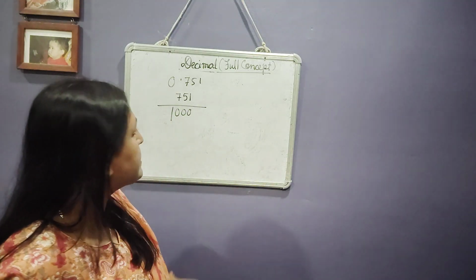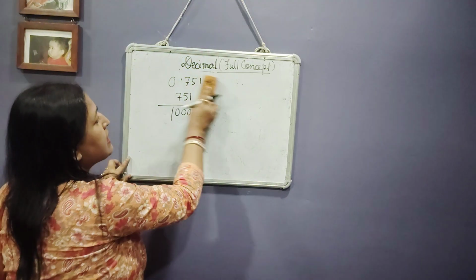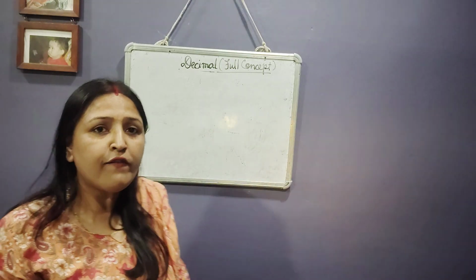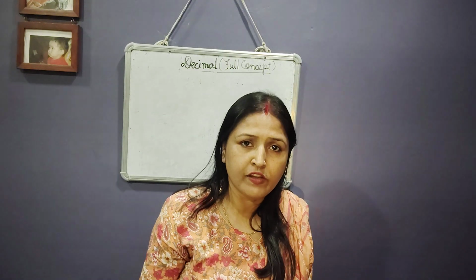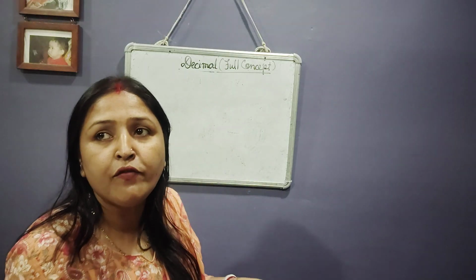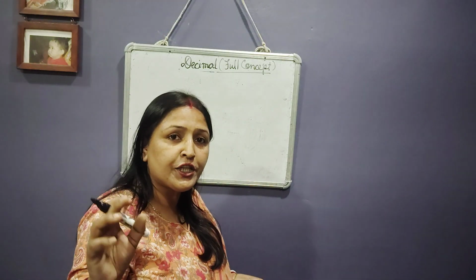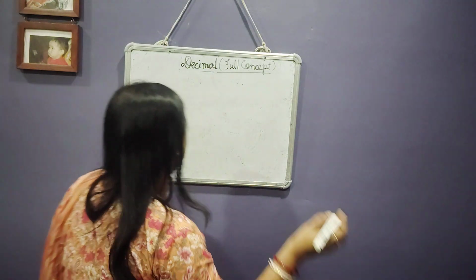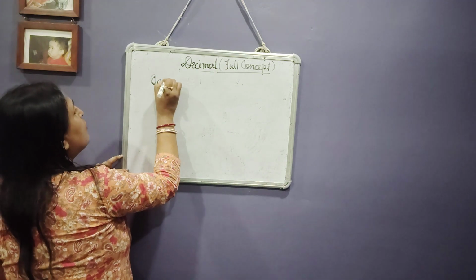This is the third concept. First we discussed how to read the decimal, then we discussed the place value and face value of decimals. Now we will see the conversion from decimal to fraction.